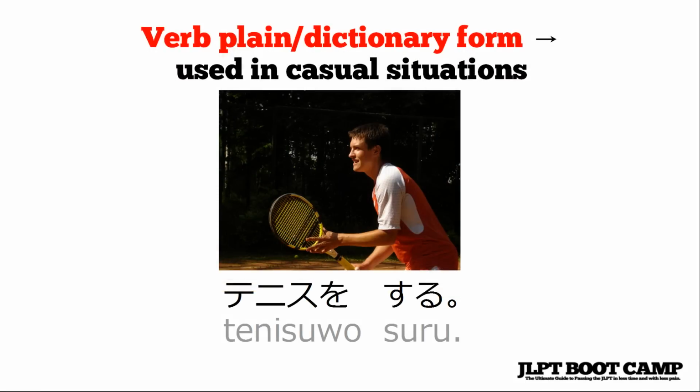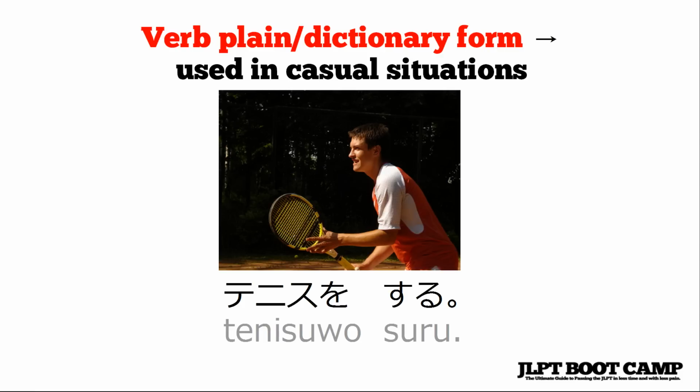It's the form of the verb that's in the dictionary. You haven't changed it at all. So for example, if you want to talk about playing tennis, you play tennis as a hobby, you can say tenisu o suru. So I play tennis.